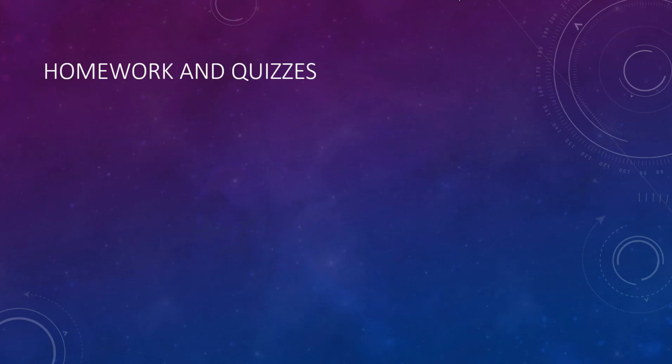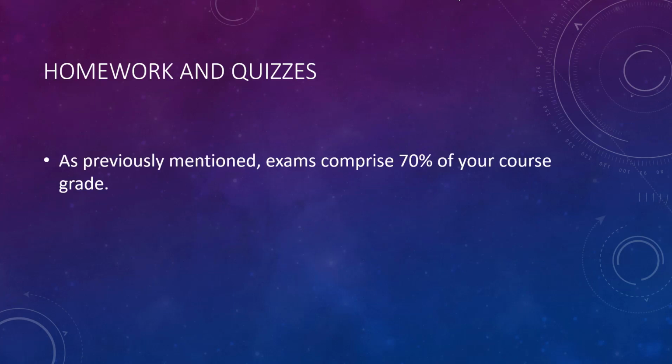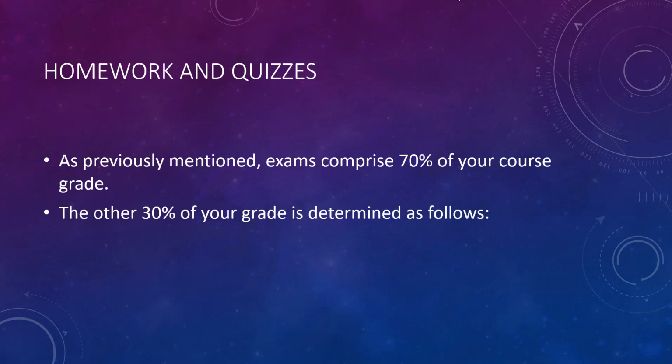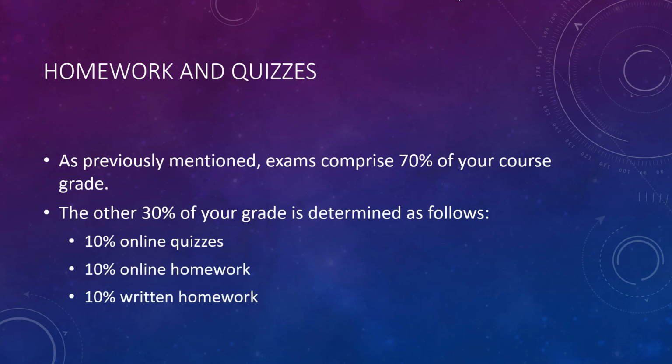All right, part 6, homework and quizzes. So exams are 70% of your course grade. So you might be thinking, okay, cool. What's the other 30%? Well, the other 30% of your grade is online quizzes, online homework, and written homework. So quizzes is kind of a misnomer. Brightspace calls any kind of thing where there's questions that you create in Brightspace and there's a right and wrong answer, it's going to call that a quiz no matter what.